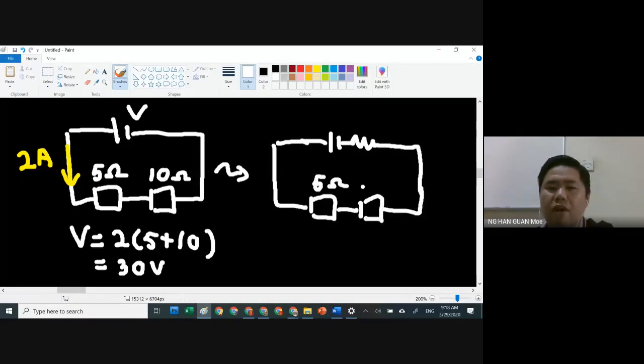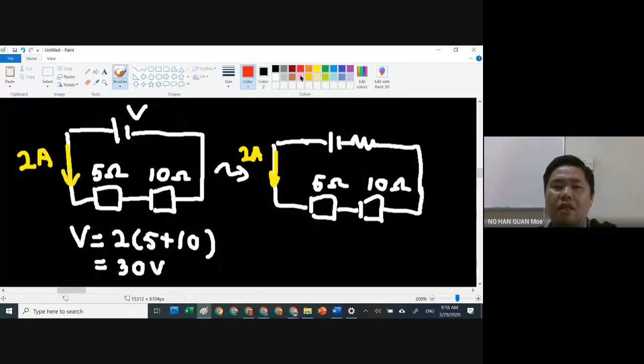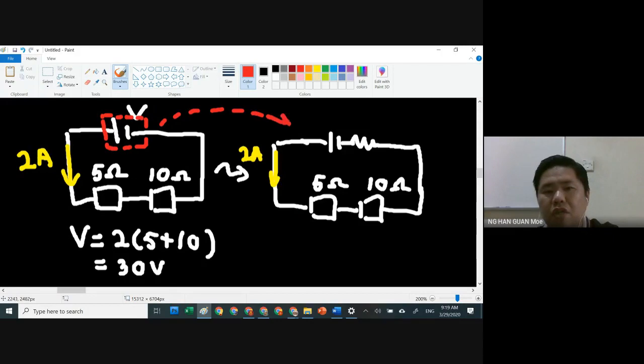5 ohm is still the same, 10 ohm is still the same, and the current is still the same, 2 ampere. Right. So the only difference is here. This one I change. I show you what happened inside the battery. Actually, there is an internal resistance.